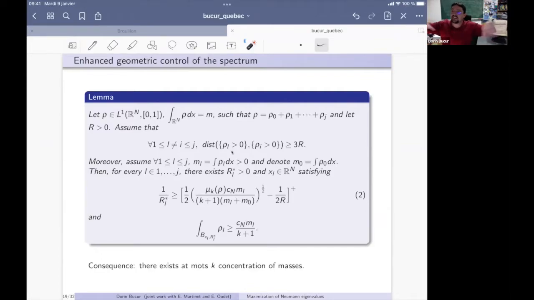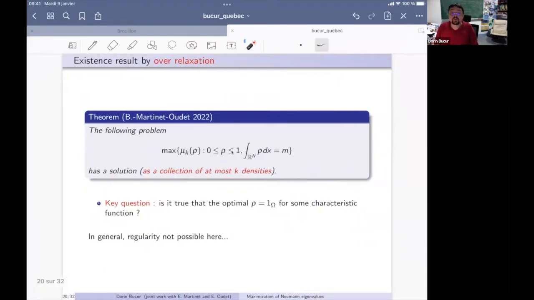So the masses are separating somehow. And the number of concentrations of mass is at most k when you maximize mu k, and there is no loss of mass somewhere else. And with this second lemma that I will not detail, we prove with Éloi Martinet and Edouard Oudet that when we maximize mu k of omega with a mass constraint, we have an optimizer. And I put it in a bracket here, but it's quite important.